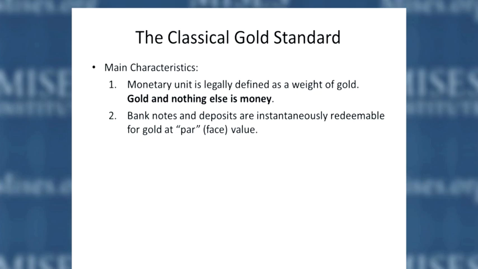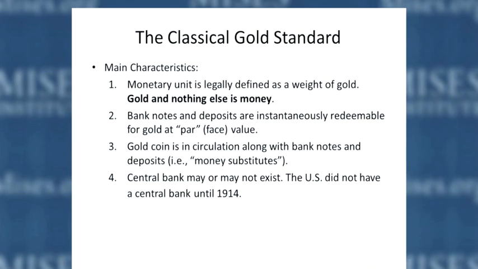So if you had a $20 bill during the classical gold standard in the 19th century, you could go to any branch of the Treasury, or to a bank, and in exchange you would get about an ounce of gold. As we'll see in a moment, the dollar was defined as about 1/20th of an ounce. Gold coin is in circulation along with banknotes and deposits. And finally, a central bank may or may not exist. It did exist in most industrialized or industrializing countries during the 19th century, but it did not exist in the U.S.